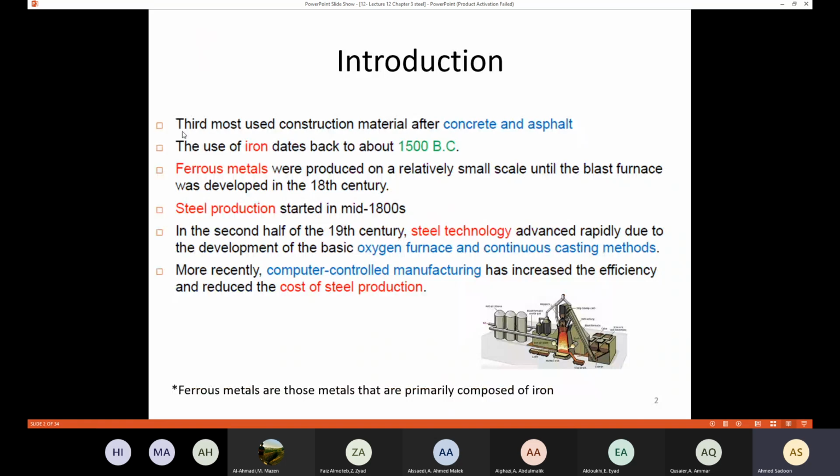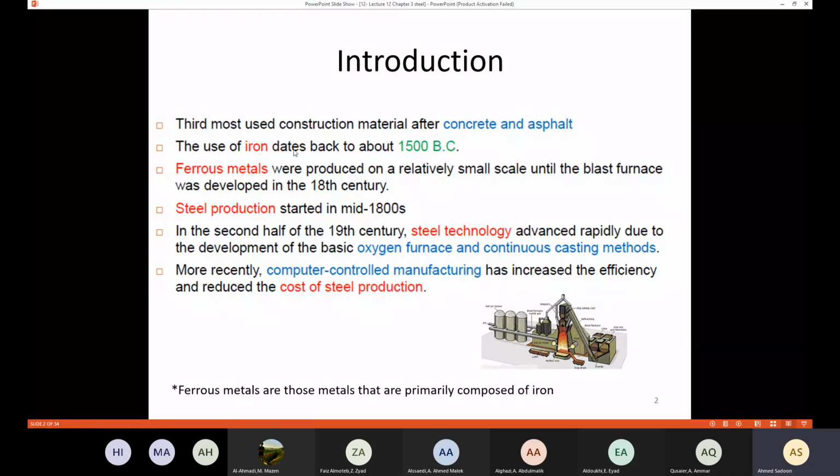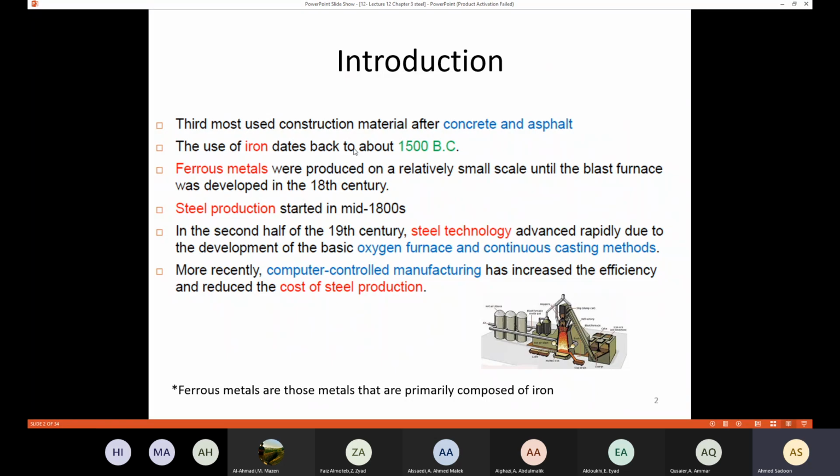As a background, steel is the third most used construction material after concrete and asphalt. The most used construction material is concrete. Then the second most used is asphalt, and finally we have the steel. The use of iron dates back to about 1500 BC, so people have known how to use steel from a very old age.